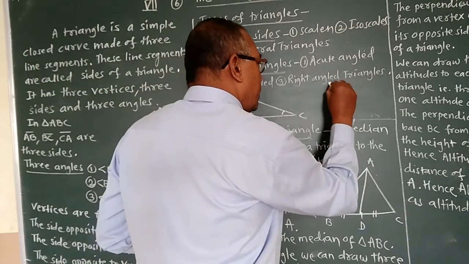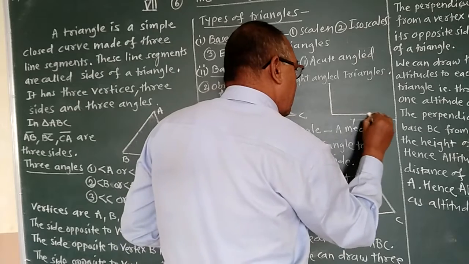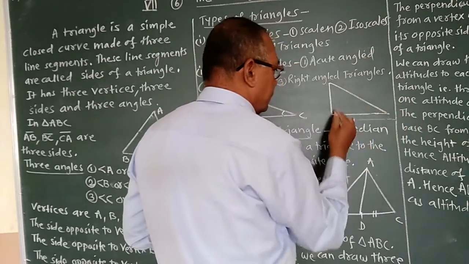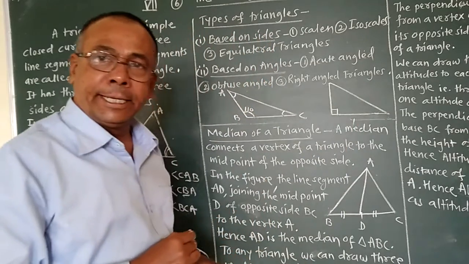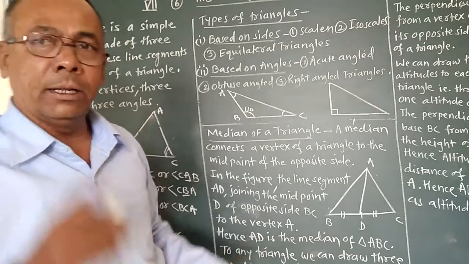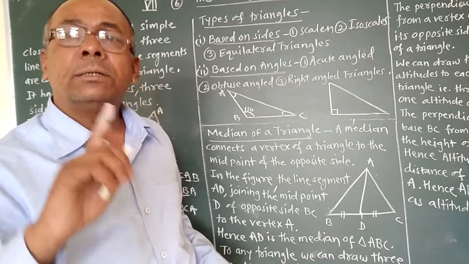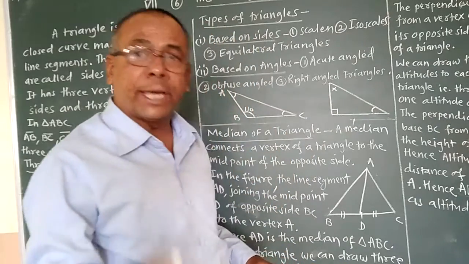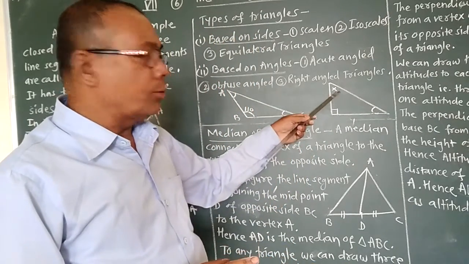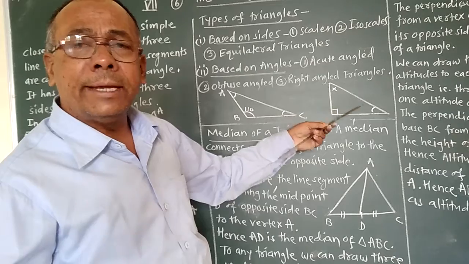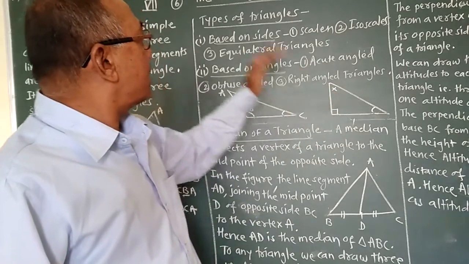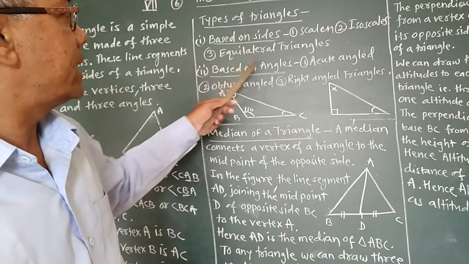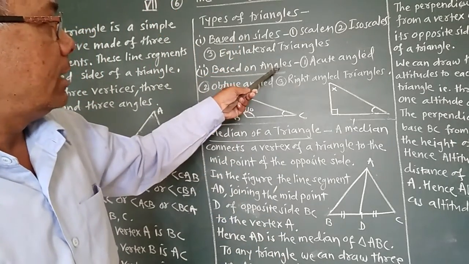Here, if we draw a figure, then it is seen that here one angle is only 90 degrees. Means in a right angle triangle, only one angle is a right angle and the other two angles are acute angles. These two angles are acute. Acute means less than 90 degrees. So these are the types of triangles which are based on sides as well as based on angles.